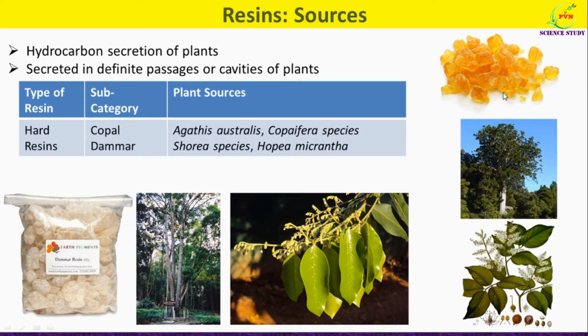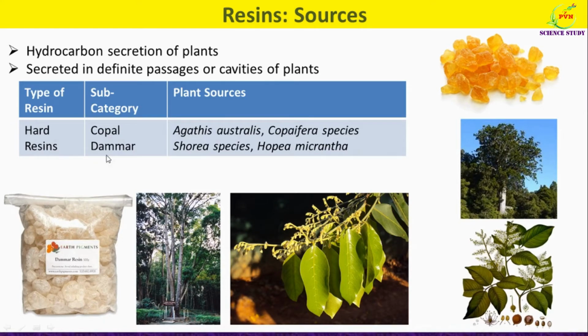This is produced from plants such as Agathis australis. This is the photograph of the Agathis plant. And this is the second source of the copal resin, that is Copaifera species.